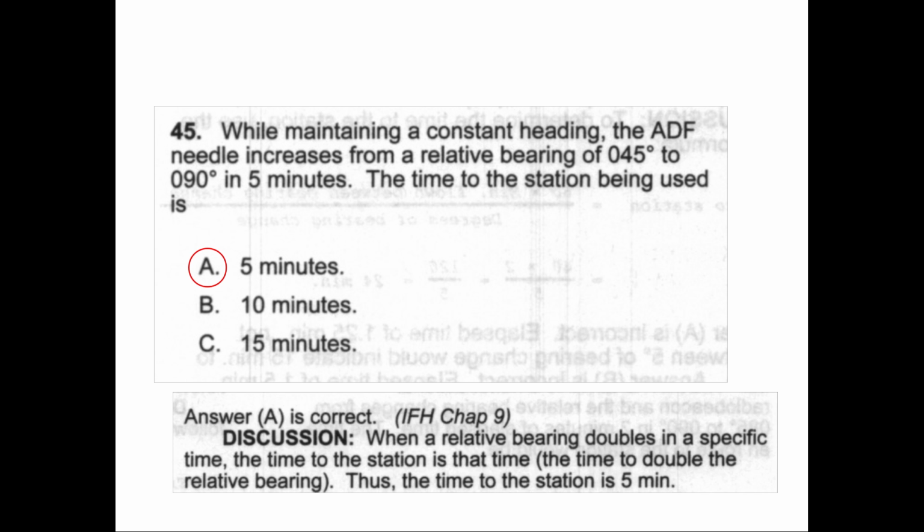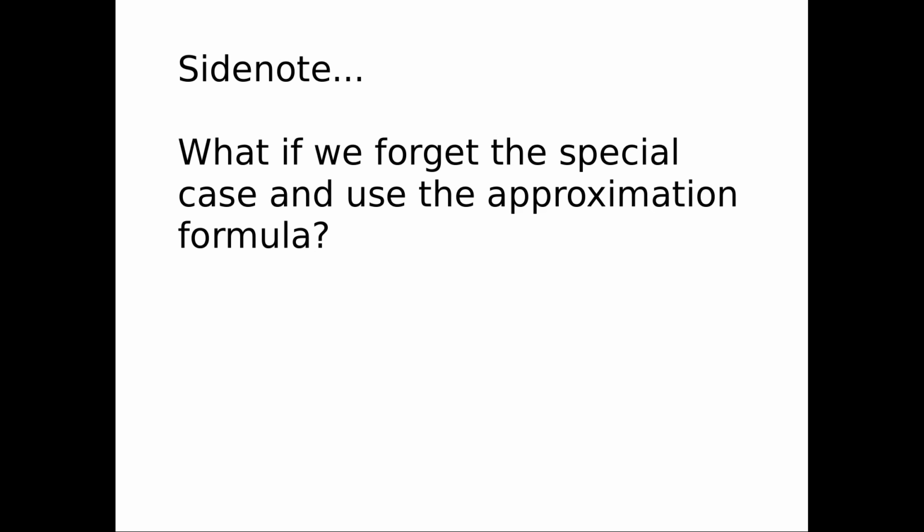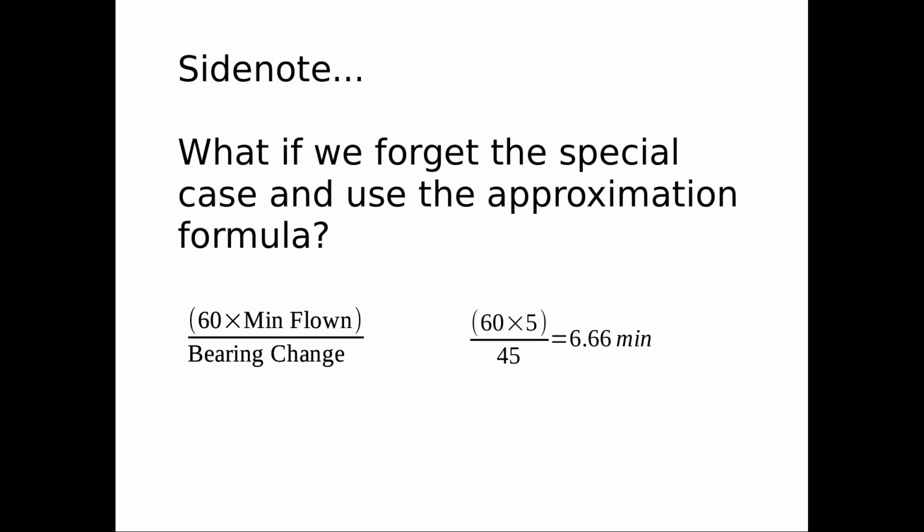Just solve the triangle. So what happens if you weren't using the triangle method and you forgot that this was a special case? What if you used the approximation formula that was presented for solving all of the other time and distance to station problems? Well, if you used that formula, you would plug in the minutes flown and the bearing change. The minutes flown was 5, the bearing change was 45. Do the math and you get 6.66 minutes. The problem is that's not even close to 5. That's way off. So your answer is wrong.